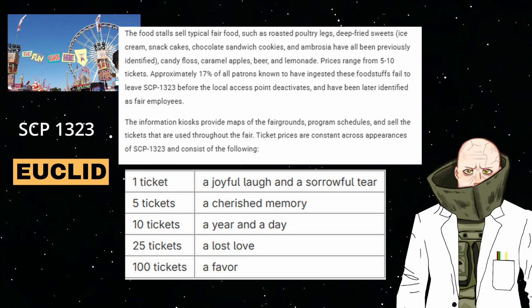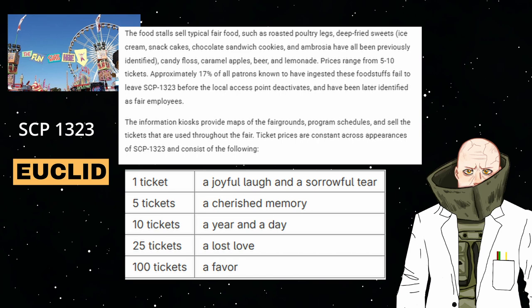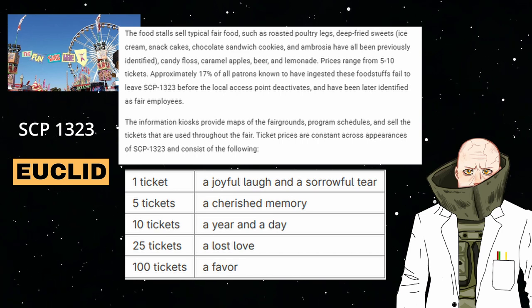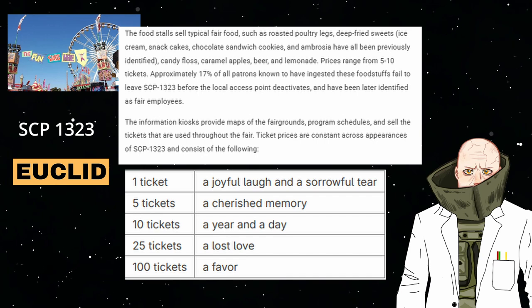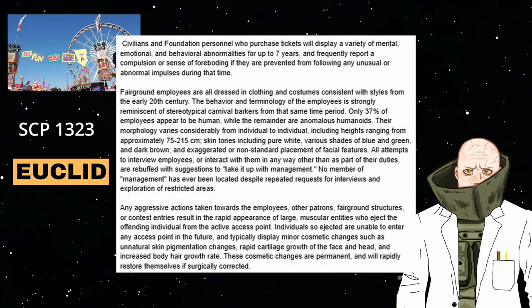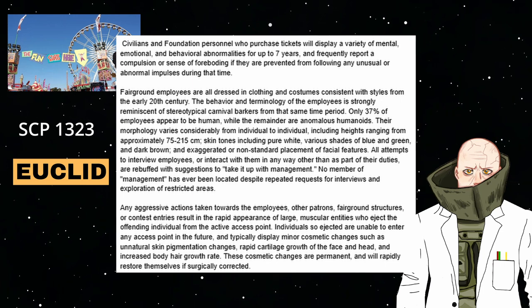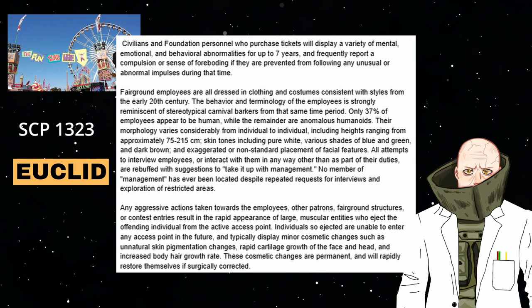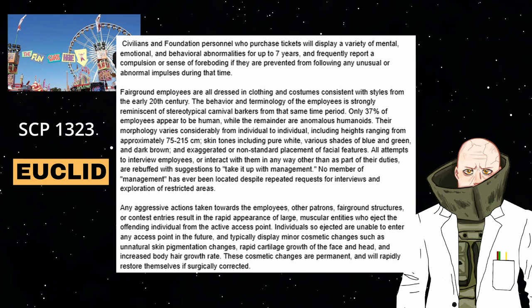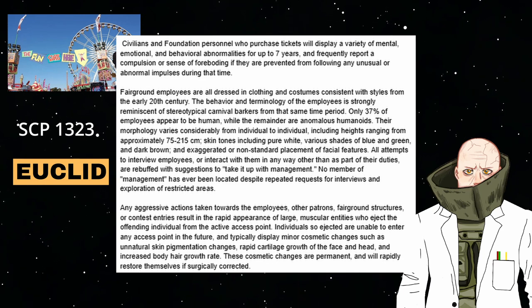Ticket prices are consistent across appearances of 1323 and consist of the following: 1 ticket, a joyful laugh and a sorrowful tear; 5 tickets, a cherished memory; 10 tickets, a year and a day; 25 tickets, a lost love; 100 tickets, a favour. Civilians and Foundation personnel who purchase tickets will display a variety of mental, emotional and behavioural abnormalities for up to 7 years, and frequently report a compulsion or sense of foreboding if they are prevented from following any unusual or abnormal impulses during that time.